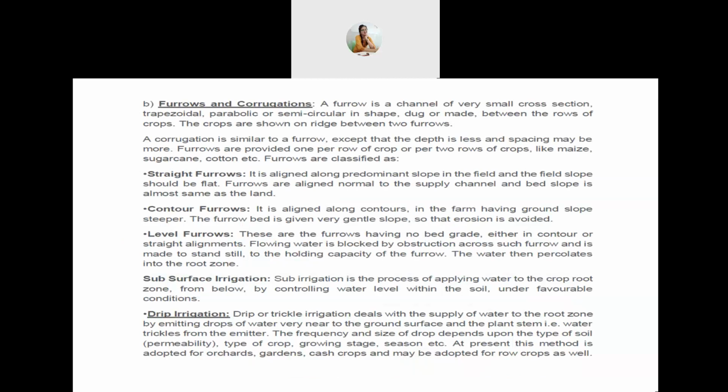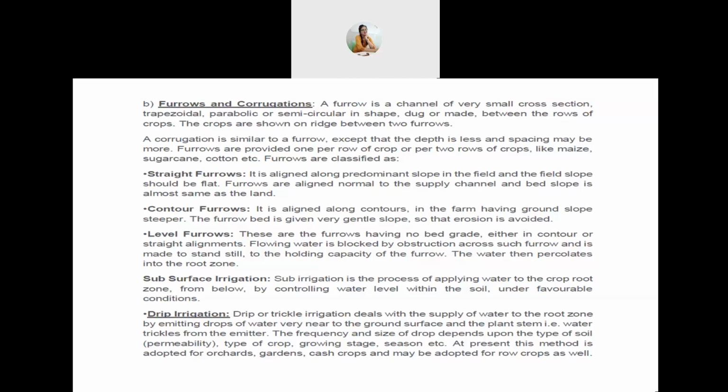Level furrows are furrows having no bed grade, either in contour or straight alignments. Following water, it is blocked by an obstruction across such a furrow and is made to stand still to the holding capacity of the furrow.